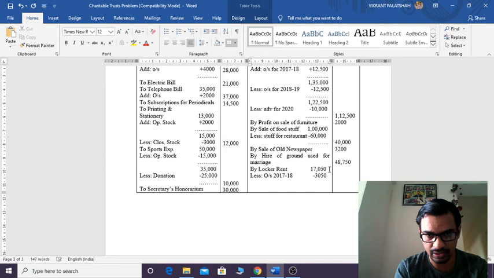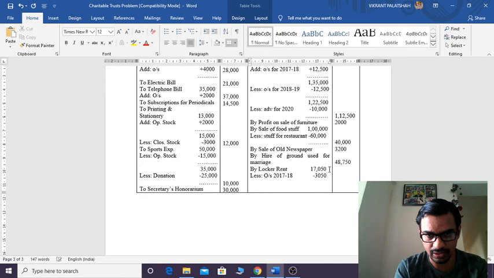Then locker rent outstanding for the year 2017-18 is 3,050 and rupees 1,500 for the year 2018-19. That is also done. Only the effect of rupees 1,500 we have to show under the balance sheet. The next one, salary outstanding for the year 2018-19 is 4,000. That is also done. The effect of 4,000 we have to show under the balance sheet.